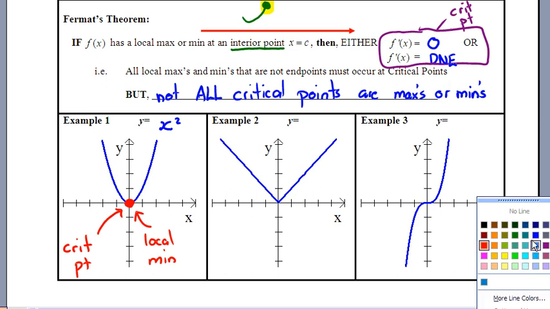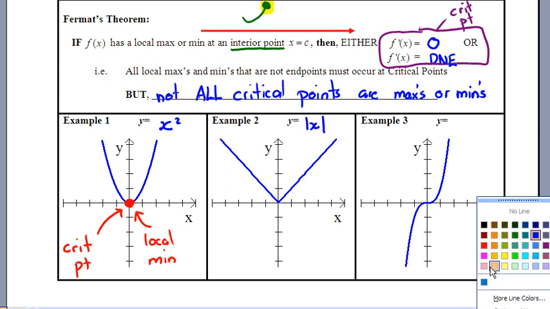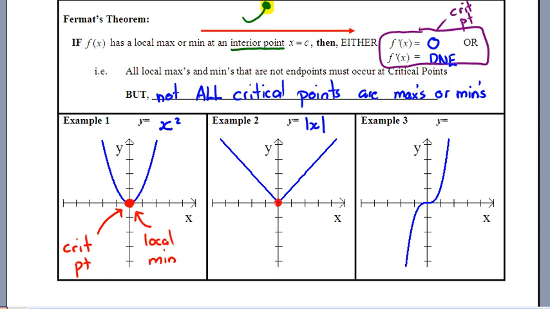Let's try this next one out. Let's try absolute value of x. What about what's going on right here at 0, 0? That is a place where the derivative does not exist. There's no clear tangent line there. And we would say, oh, hey, look, you found a critical point. And sure enough, it's actually a nice little local minimum.